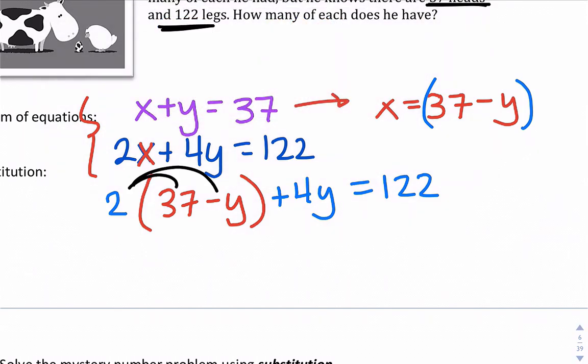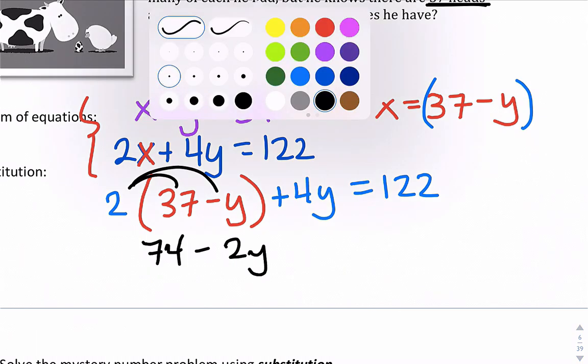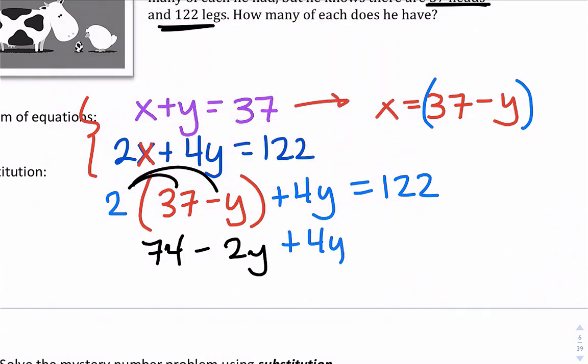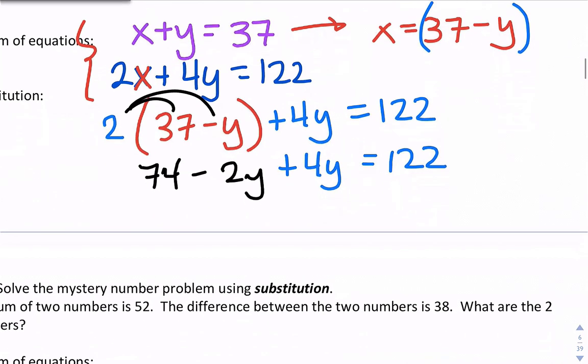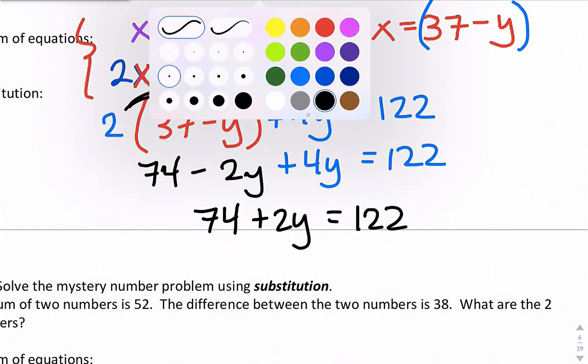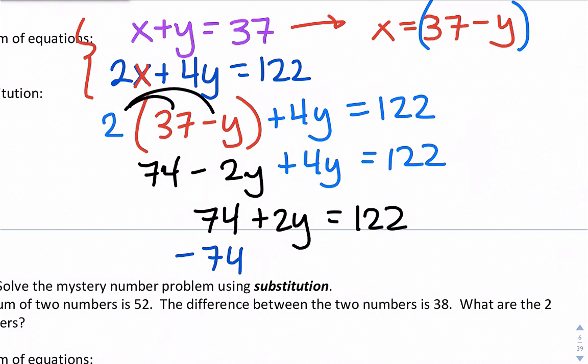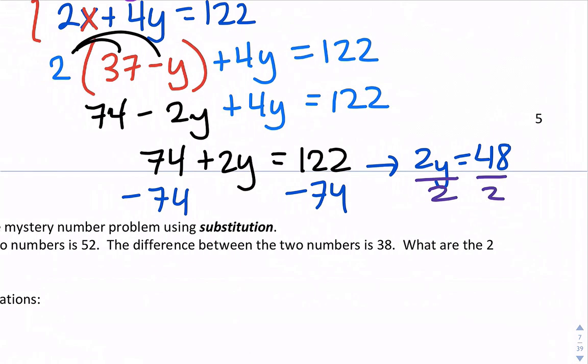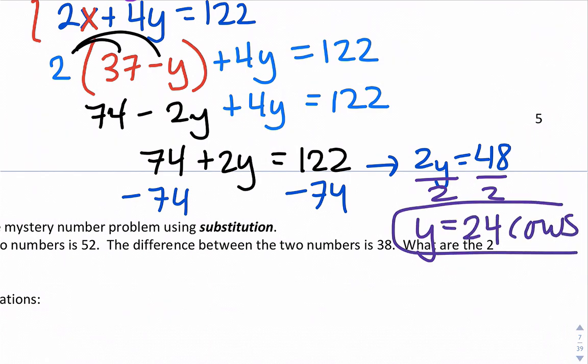So let's distribute. We'll get 74 minus 2y, and then we have our plus 4y equals 122. We'll combine like terms. We get 74 plus 2y equals 122. We'll subtract 74 from each side. So we get 2y equals 48. And then we will divide by 2. So this algebra part you should feel comfortable doing, solving. And so we get y equals 24, and that was cows. And we're only halfway done.